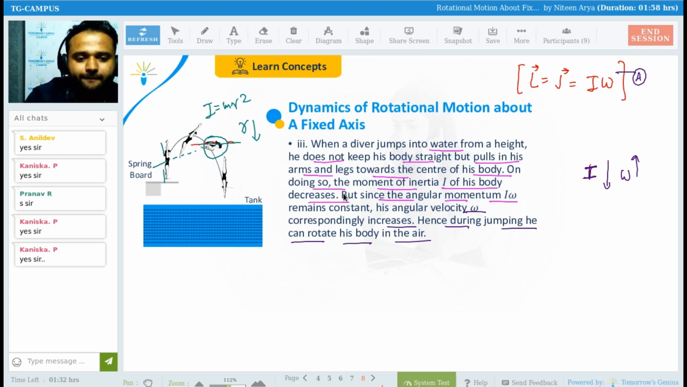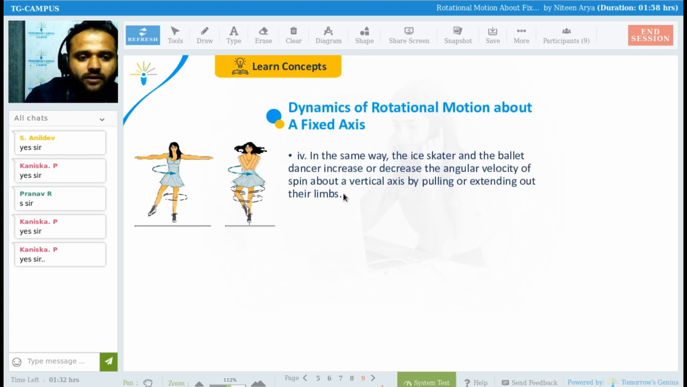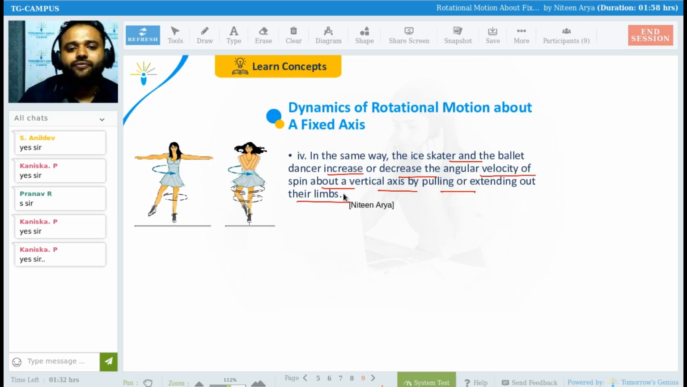Clear now? In day-to-day life also, the same concept is here as well. We can see that in the same way, the ice skater and ballet dancer increase or decrease the angular velocity of a spin about a vertical axis by pulling in or extending out their limbs. When they extend their hands in this way, you can take the human's central part as the axis of rotation.